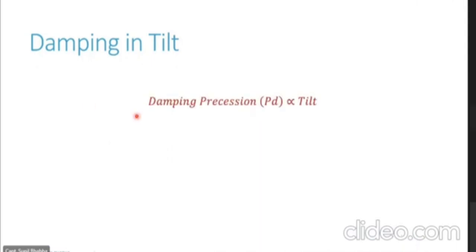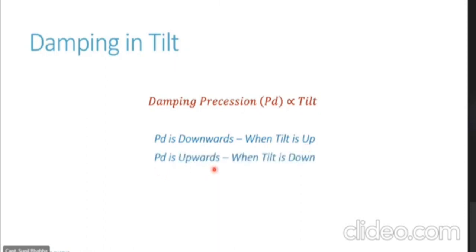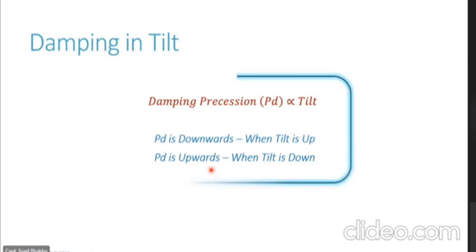Just to summarize, the damping precession PD is proportional to tilt. If there is no tilt, there is no damping precession. As the tilt increases, the damping precession also increases. And the damping precession is downwards whenever the tilt is up. Whenever the spin axis is above the horizon, the damping precession acts downwards. And the damping precession is upwards when the tilt is down. Whenever the spin axis is pointing below the horizon, or when the tilt is down, the damping precession is acting upwards.